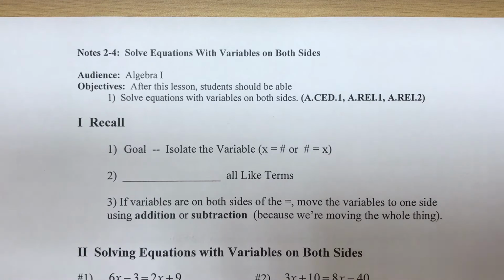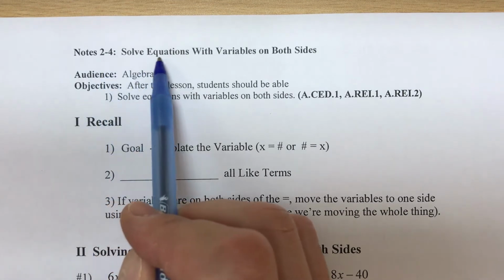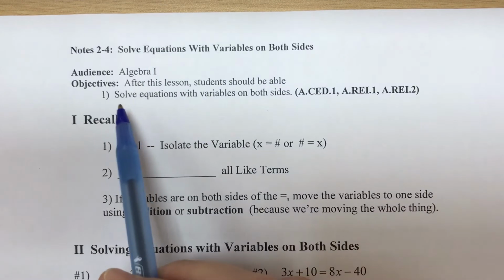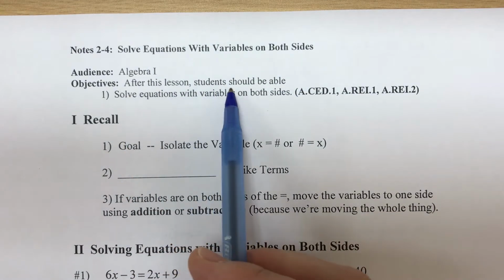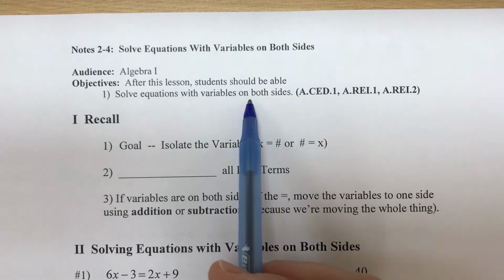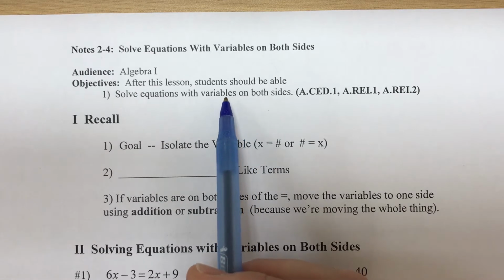Okay, Algebra 1 fans, our topic for today, this is Chapter 2, Section 4. Solve equations with variables on both sides. Objectives after this lesson, students should be able to solve equations with variables on both sides. So what happens when you have x, or whatever your variable is, on the left side and the right side? That's what we're going to talk about.